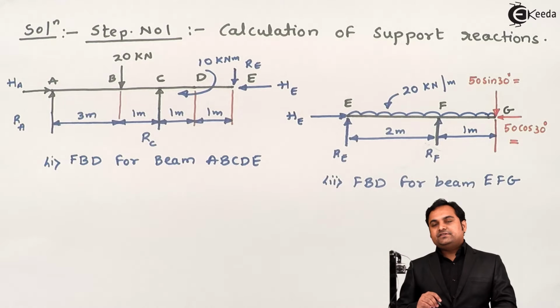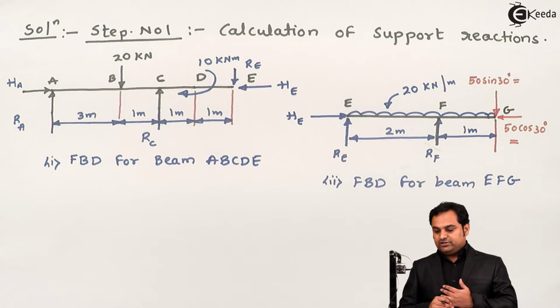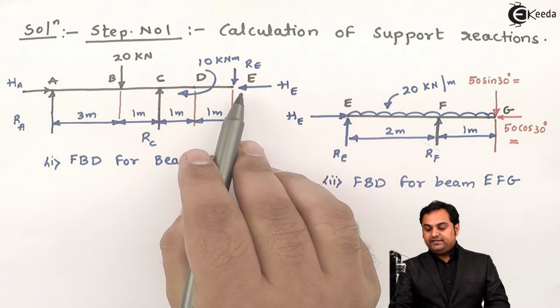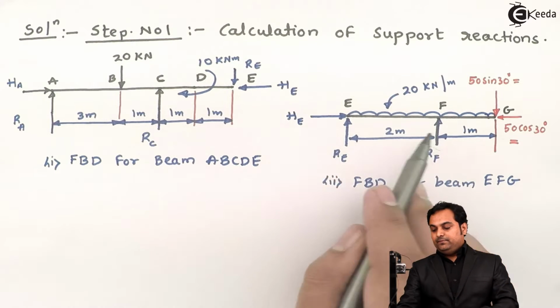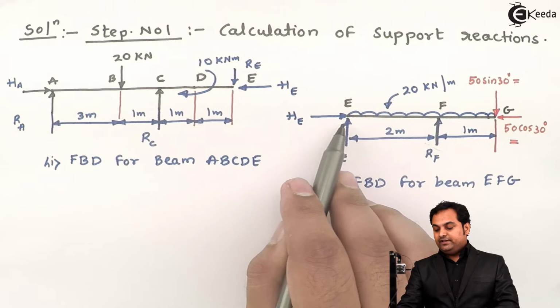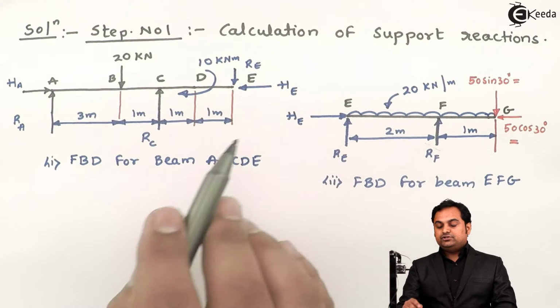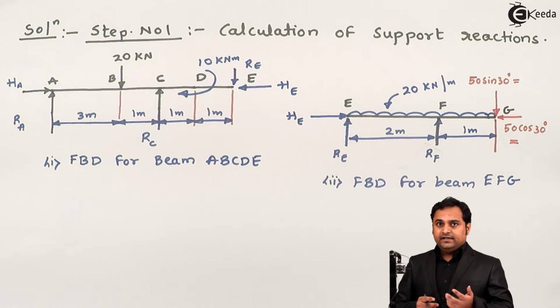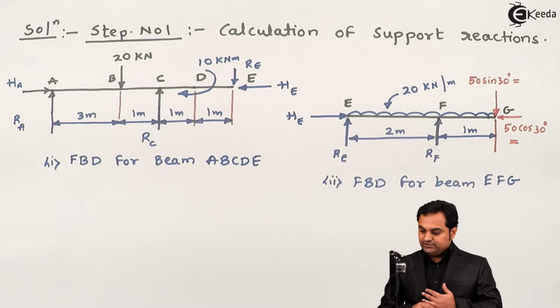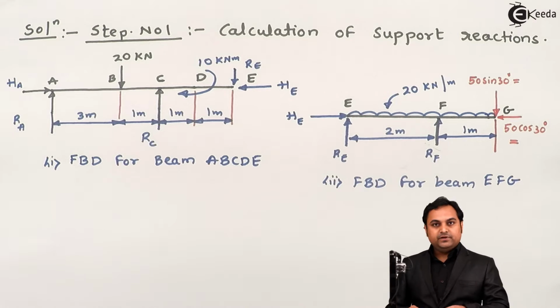Next, since it is an internal hinge, there will be a horizontal reaction also. At point E, one horizontal reaction I am showing towards the left, and on the other part of the beam at point E, I will show the horizontal reaction towards the right. So again the horizontal reactions get cancelled out, and we don't have any reaction at point E, which is the internal hinge. This is the way the beam should be split.